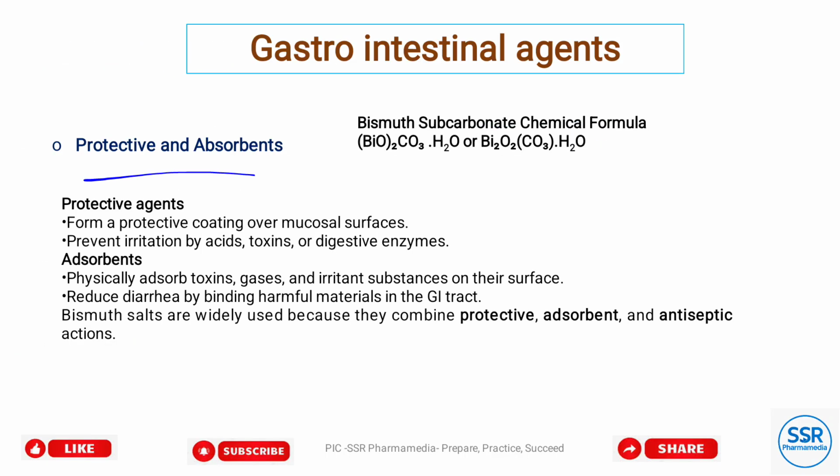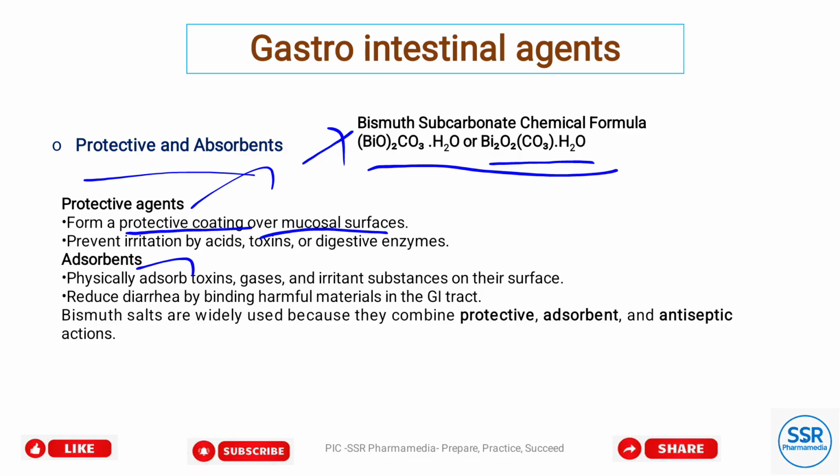Next is the protective and adsorbent. An example compound is bismuth subcarbonate, with its chemical formula. You read this one because they are asking MCQs. Bismuth subcarbonate acts as a protective agent and adsorbent. Protective means a protective coating over the mucosal surface that prevents irritation by acids, toxins and digestive enzymes. Adsorbent means it physically adsorbs toxins, gases and irritant substances on the surfaces, so it reduces diarrhea by binding harmful material in the GI tract.